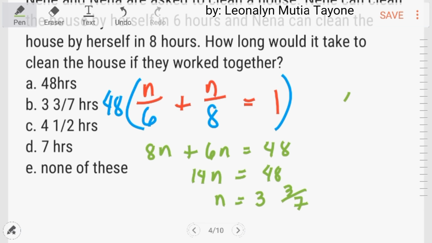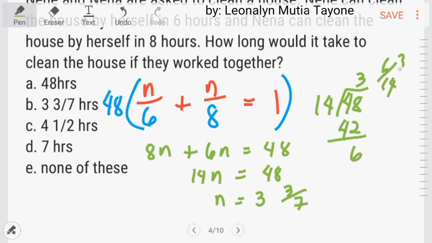Paano? 48 divided by 14. This is 3. So, 3 times 14 is 42, and the remainder is 6. 6 over 14. So, i-reduce mo siya, divide mo siya ng 2, ang greatest common factor niya. So, 6 divided by 2, that is 3. 14 divided by 2, and that is 7. So, the answer is 3 and 3 over 7.